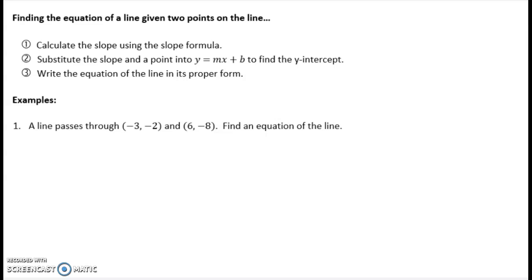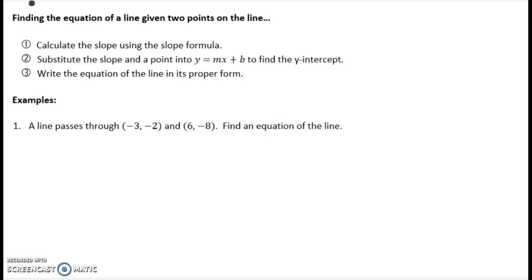Okay, next question. Finding the equation of a line given 2 points on the line. So it says calculate the slope using the slope formula. Then you're going to substitute the slope and a point into y equals mx plus b to find the y-intercept. And then you're going to write the equation of a line in its proper form.